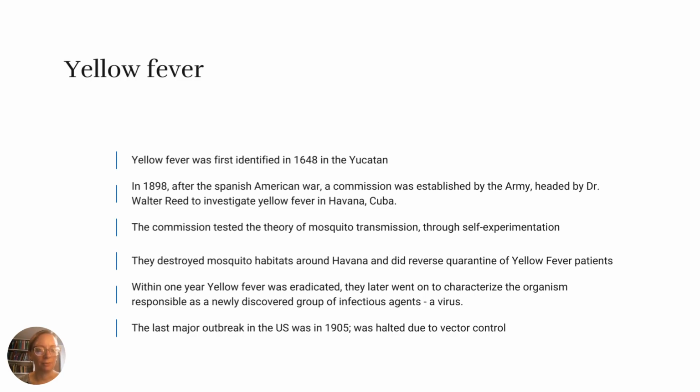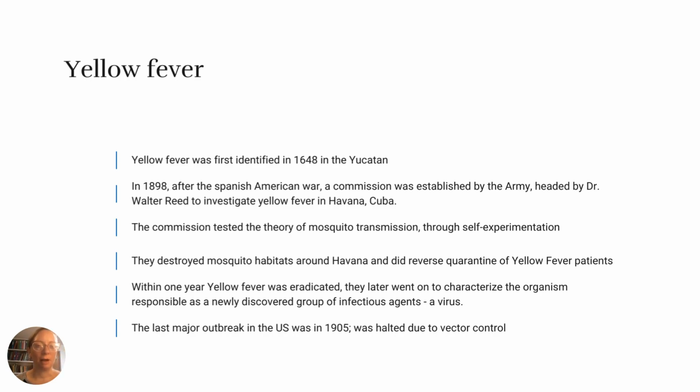So they destroyed mosquito habitats around Havana and did reverse quarantine of yellow fever patients, which means they took all of the yellow fever patients and put them in a hospital tent and covered them with mosquito netting so that the mosquitoes couldn't get to them to then spread the disease to other people. And within 1 year, yellow fever was eradicated. They later went on to characterize the organism responsible as a newly discovered group of infectious agents, a virus.